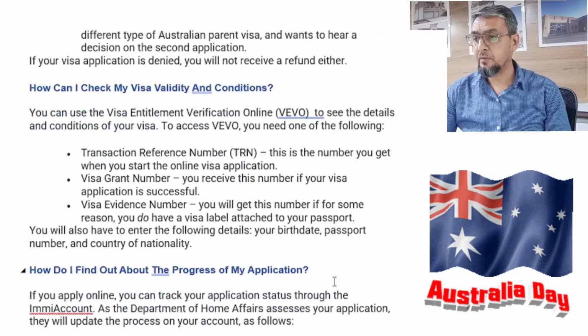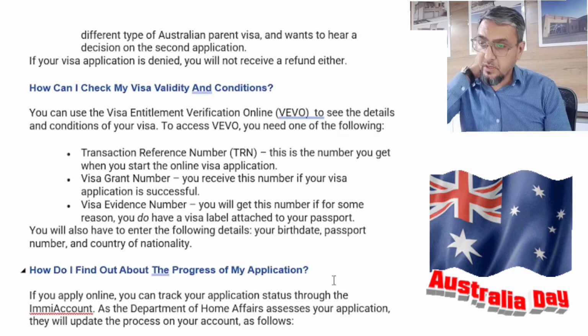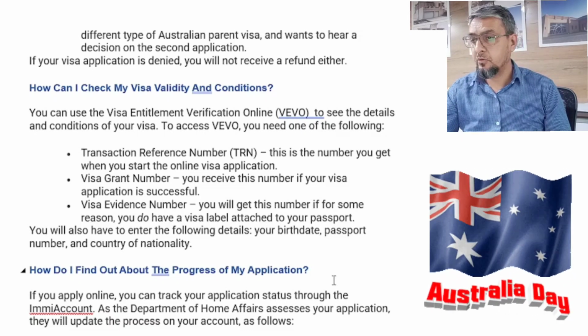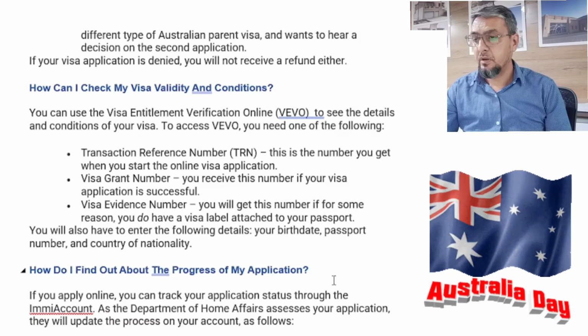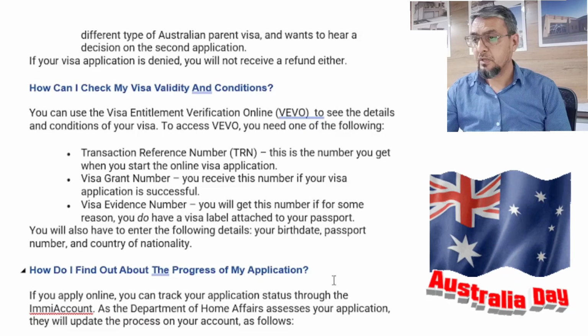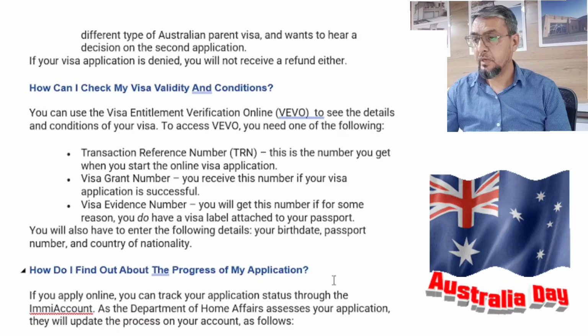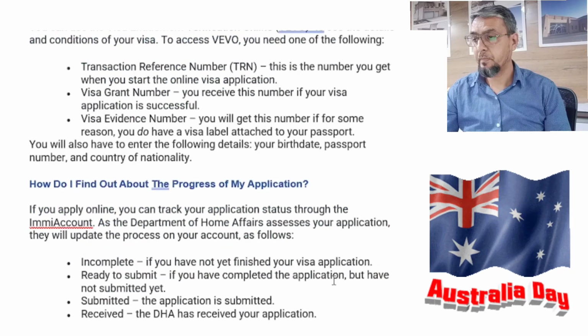How can I check my visa validity and conditions? You can use the online Visa Entitlement Verification to see the details and conditions of your visa. To access it, you need one of the following: the transaction reference number from when you started the online visa application, visa grant number, or visa evidence number. You will also have to enter the following details: your birth date, passport number, and country of nationality.